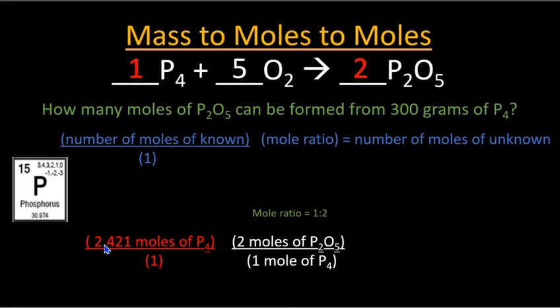So it's basically 2.421 times 2. The moles of P4 will cancel out, and you will get the delightful answer of 4.842 moles of P2O5. So you go from mass, the number of grams, to moles, in this case of P4, and then from the moles of P4 to the moles of P2O5.